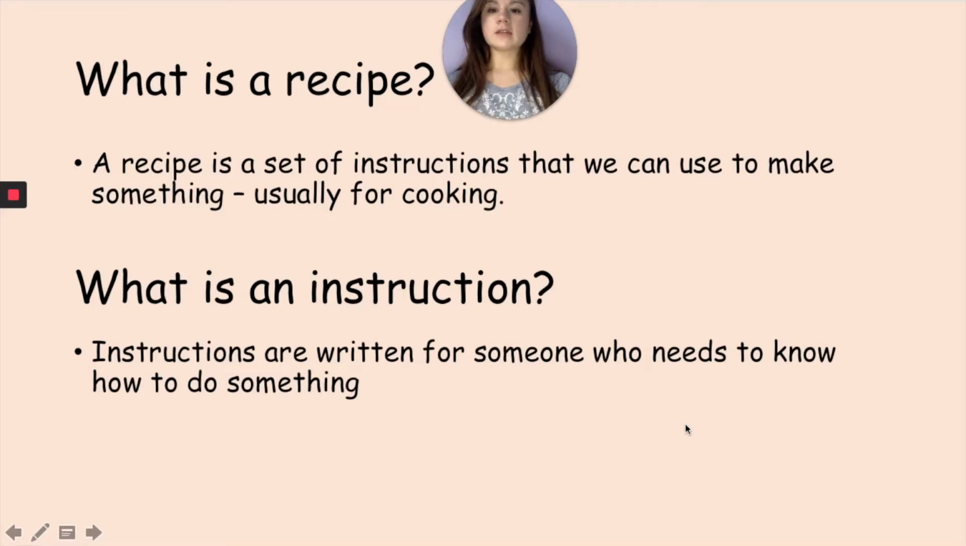Before we start, what is a recipe? A recipe is a set of instructions that we can use to make something. We usually use recipes for cooking. And what is an instruction? Instructions are written for someone who needs to know how to do something. So pause the video and explain to your adult what a recipe is and what an instruction is.